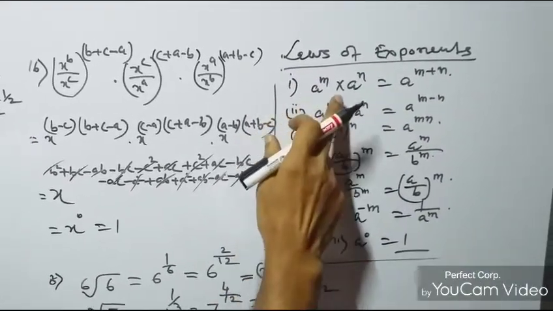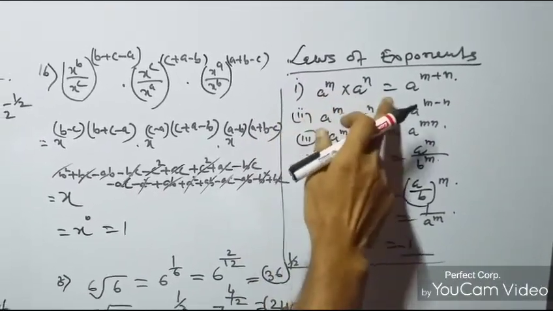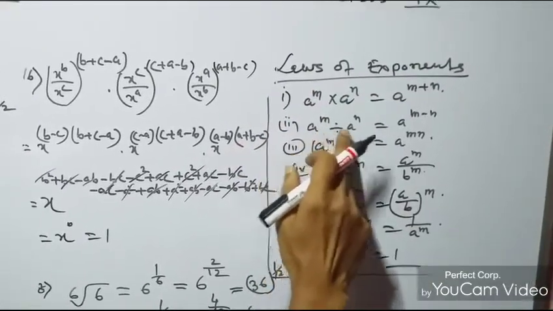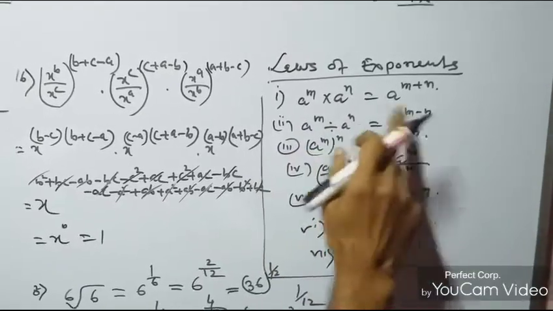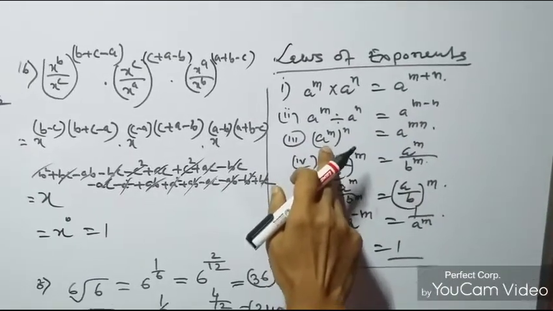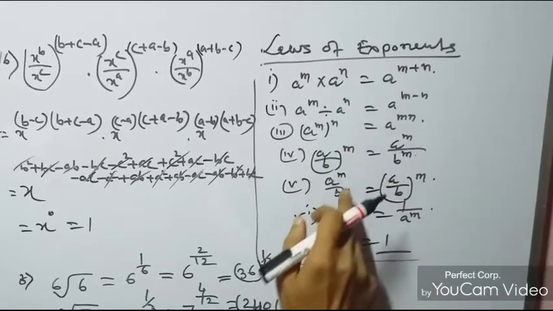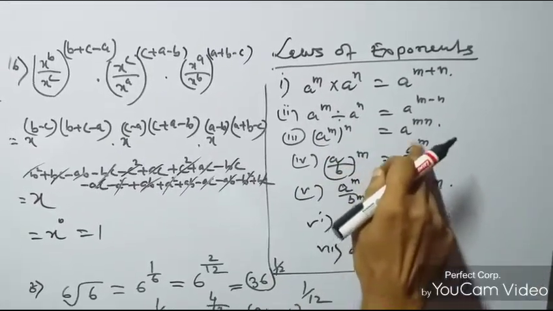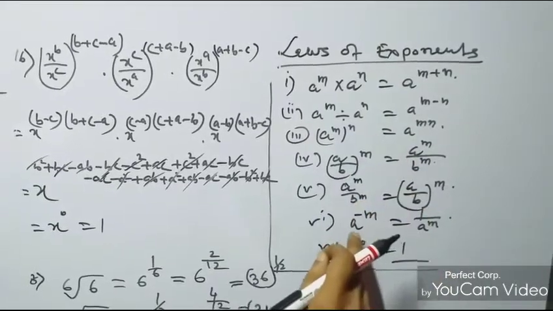See, a to the power m into a to the power n: if the bases are the same, the powers will be added. If this is divide, then the powers will be subtracted. And if it is power of a power, then the powers will be multiplied. Suppose (a by b) to the power m, you can write it as a to the power m divided by b to the power m.